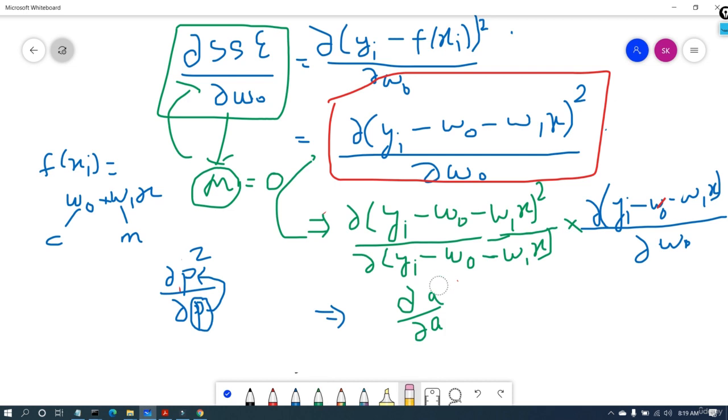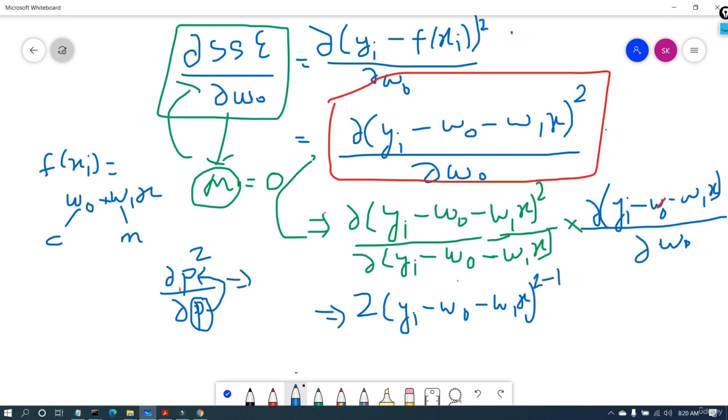Now let's do the partial derivative here. If you do the partial differentiation of this, we just take this power down, which will be 2, and again we keep the base, which is omega naught minus omega 1 x, and just subtract 1 from the power, 2 minus 1. Now this is the derivative that I have talked about.